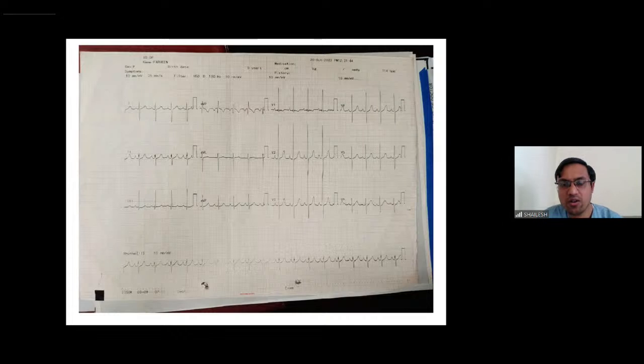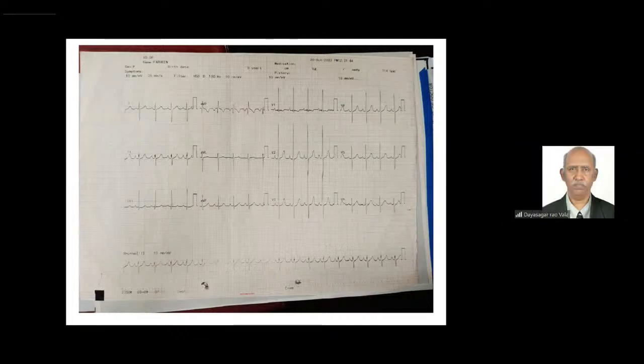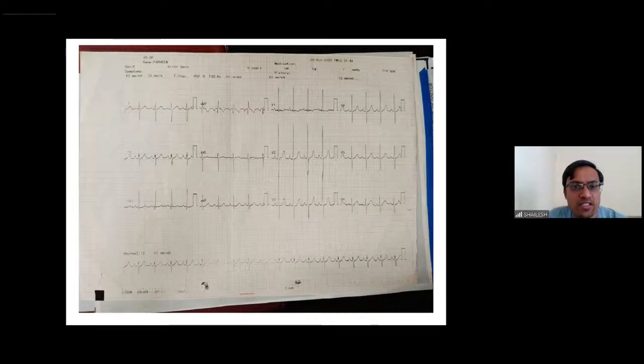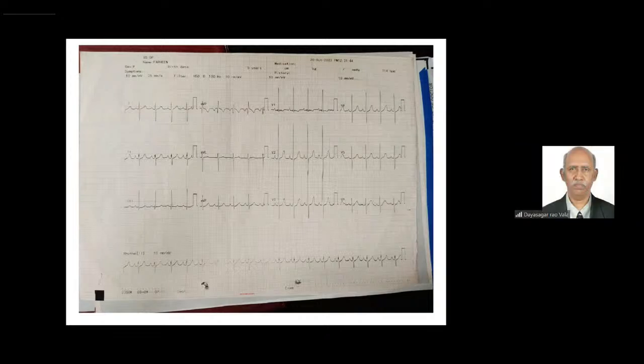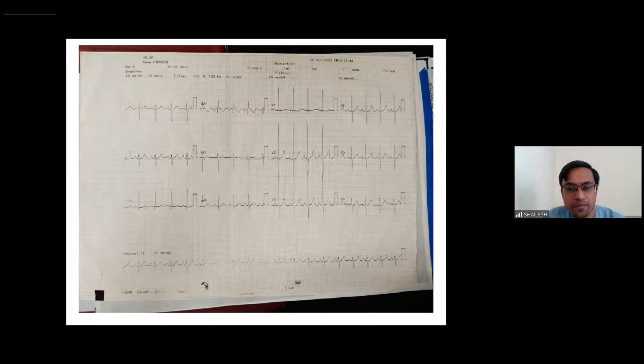P waves are present in leads V1. No. What is the P wave axis, sir? Sir, the P wave axis is around plus 60 degrees in this patient. Is that normal or abnormal? Normal, sir. Go ahead. So what does it indicate?